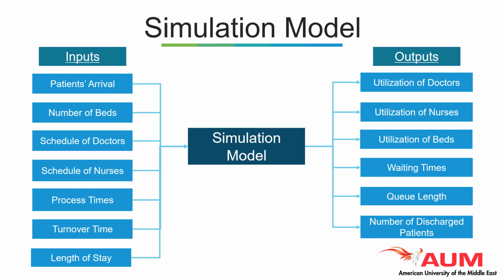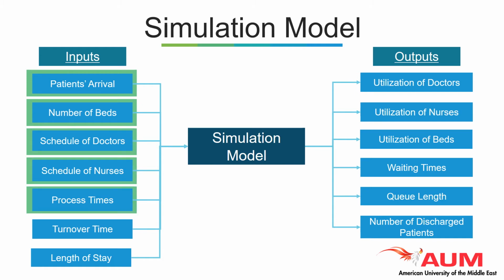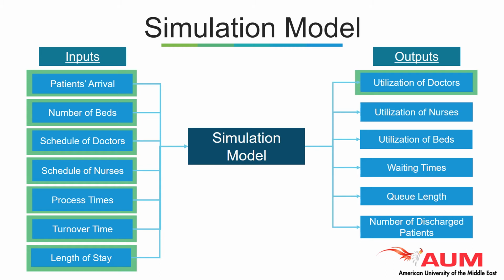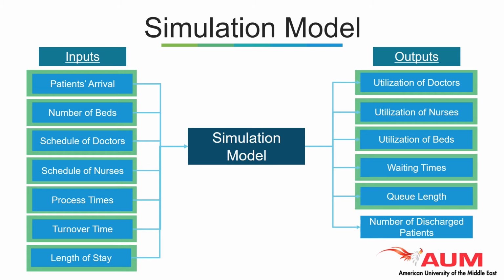After collecting the data from the hospital and understanding how the system works, discrete event simulation is used because it's one of the important tools for modeling complex systems and mimicking the behavior of the real system. However, before modeling the system, there are inputs and outputs that are considered. The inputs are patient arrival, number of beds, schedule of doctors and nurses, process times, turnover time, and length of stay, whereas the outputs are utilization of doctors and nurses, utilization of beds, waiting times, queue length, and number of discharged patients.